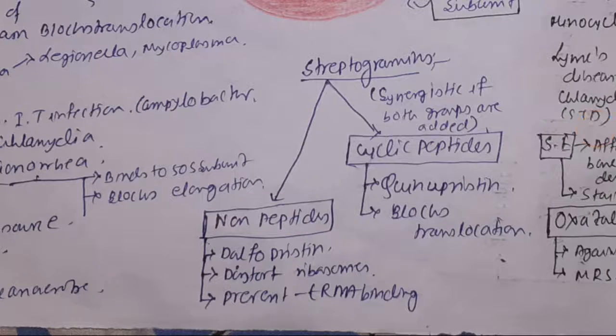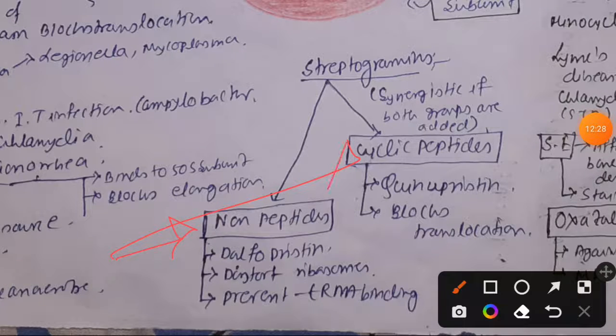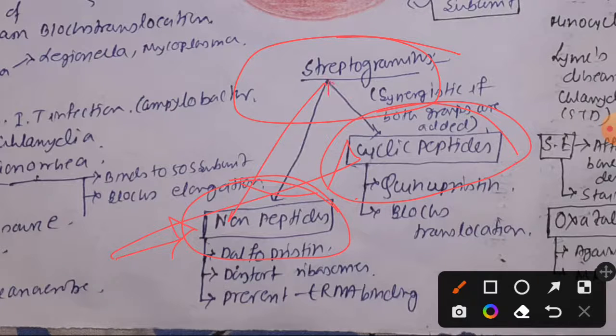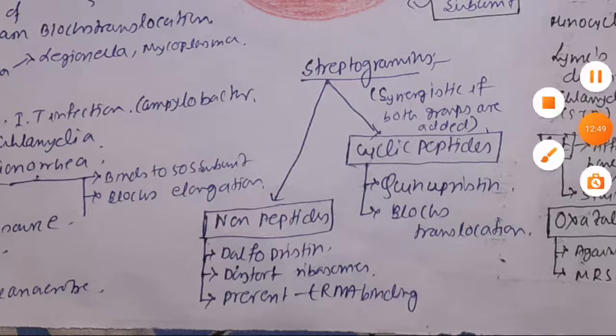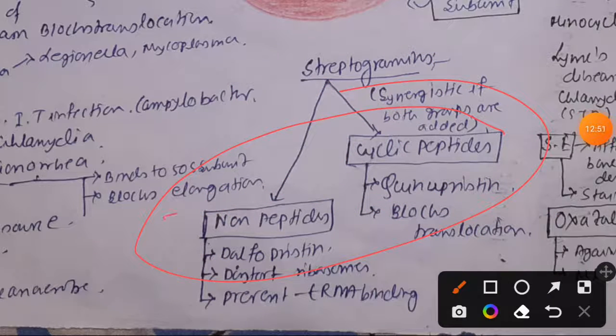Streptogramine we discussed last, that is the non-peptide and cyclic peptide. These are the two kinds of streptogramine available. The example of non-peptide is dalfopristin, which simply distorts the ribosome and prevents tRNA binding, and the example of cyclic peptide is quinupristin, which blocks translocation. If we use non-peptide and cyclic peptide together, then it may exert a synergistic effect.